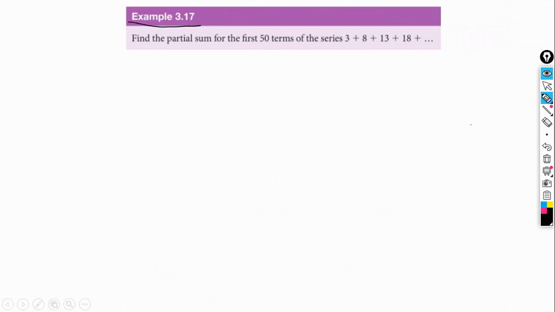So example 3.17 says, find the partial sum for the first 50 terms of the series 3 plus 8 plus 13 plus 18, etc. So let's remember that the formula we found is S sub n is equal to the total amount of terms divided by 2 times 2 times the first term plus the amount of terms minus 1 times the common difference. Okay, so how many terms do we have? 50. What's the common difference? Well, obviously here we can see that the common difference is 5, right? 3 plus 5 is 8, 8 plus 5 is 13, 13 plus 5 is 18.